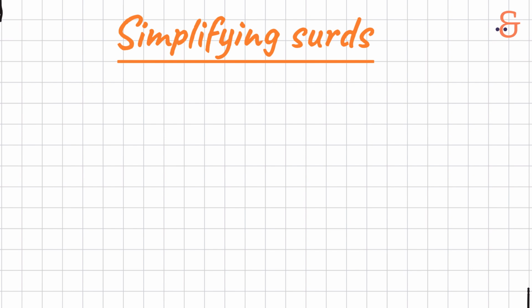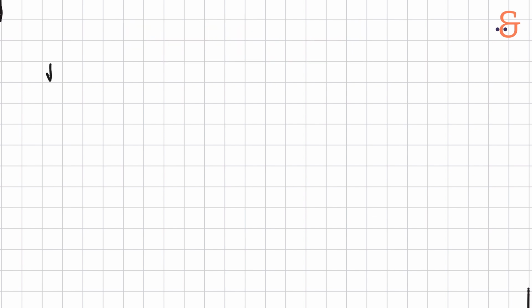Okay, so now let's look at root 72. Let's remember, we're always looking for the biggest square number hiding inside. So feel free to pause the video and come back and check if you got it right. Alright, welcome back. I hope you've got the answer. So let's tackle this question.